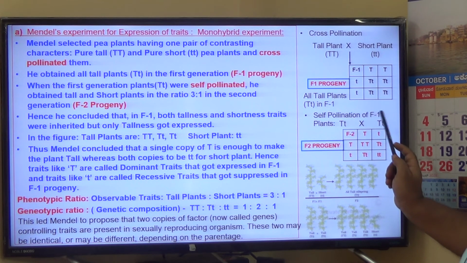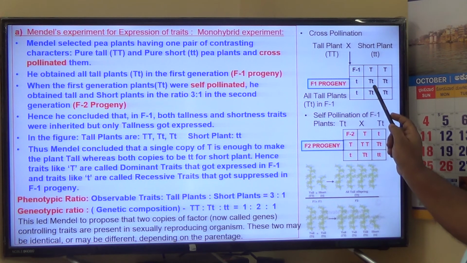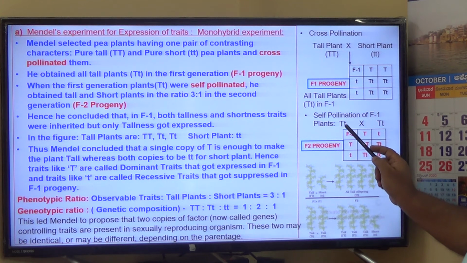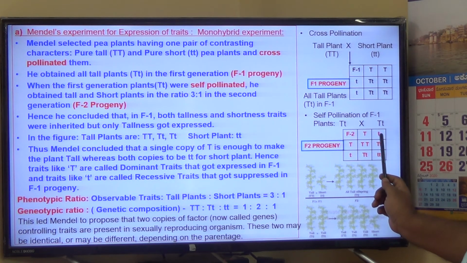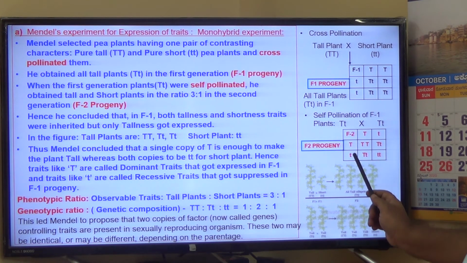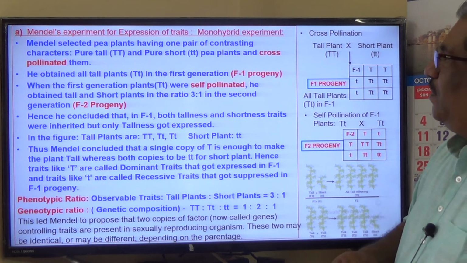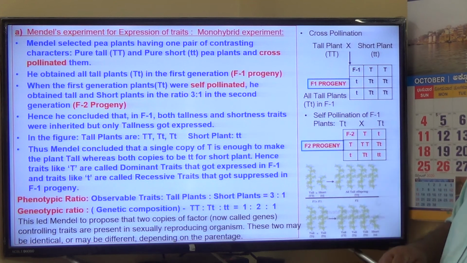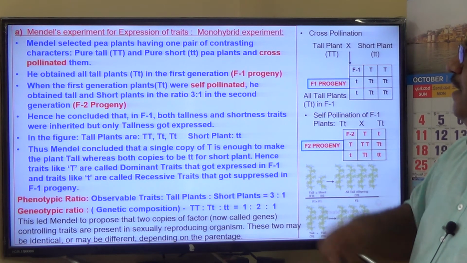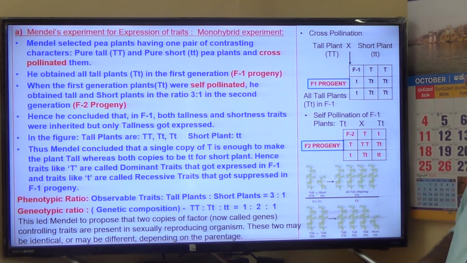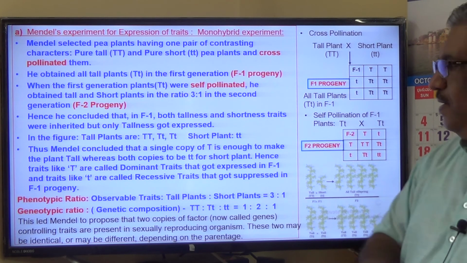Self-pollination of Tt. That means all these plants have a genetic combination of capital T and small t. So these are the gametes basically. Gametes containing capital T, gametes containing small t, capital T, small t. Combine these, so we get 3/4 tall and 25%, or 1/4, short plants. This is how Mendel's experiment was concluded. This is to demonstrate the expression of traits. I hope you are able to understand this monohybrid experiment.